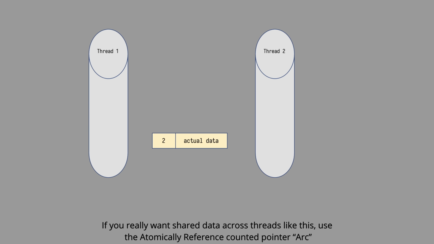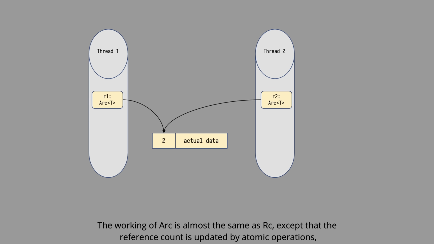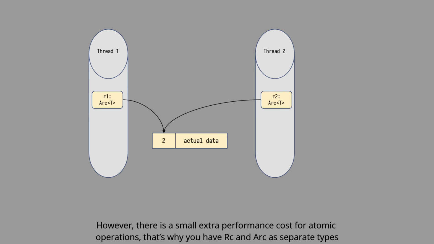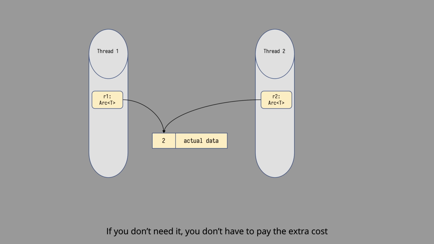If you really want shared data across threads like this, use the atomically reference-counted pointer, Arc. The working of Arc is almost the same as RC, except that the reference count is updated by atomic operations, which is safe to do from multiple threads. However, there is a small extra performance cost for atomic operations. That's why you have RC and Arc as separate types. If you don't need it, you don't have to pay the extra cost.